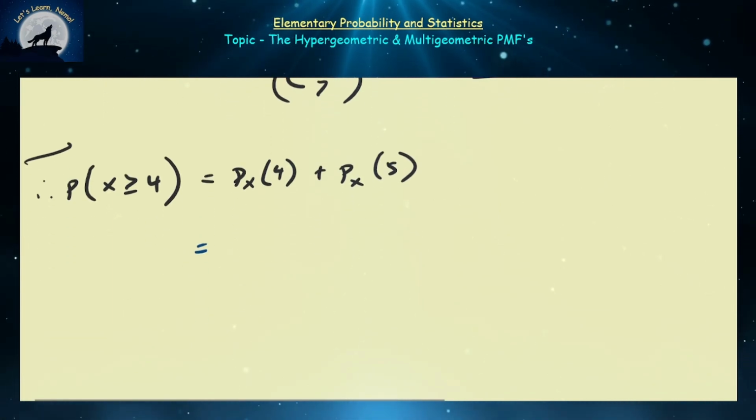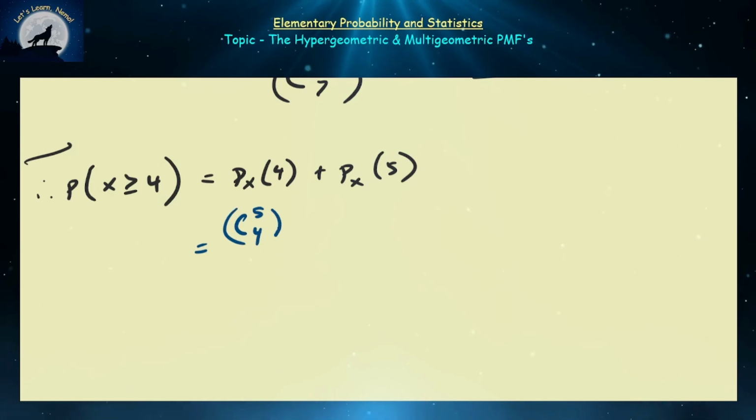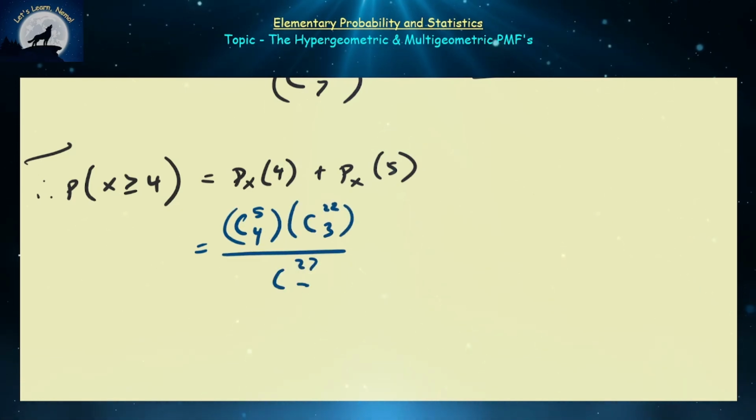So the probability that x is equal to 4 is, again, 5 choose 4 times 22 choose 3, all over 27 choose 7. Note that 5 plus 22 is 27, and note that 4 plus 3 is equal to 7. That will always be the case for this structure. And then let's look at 5.